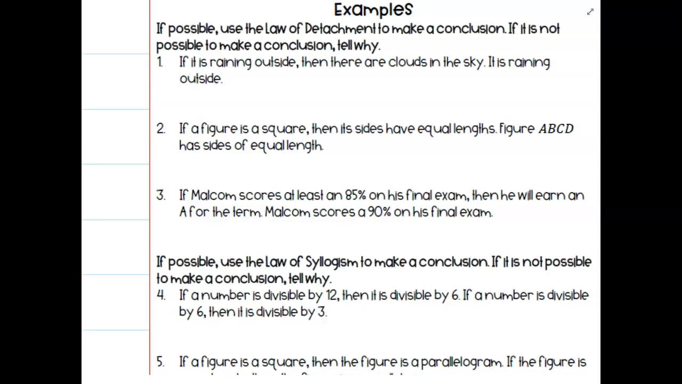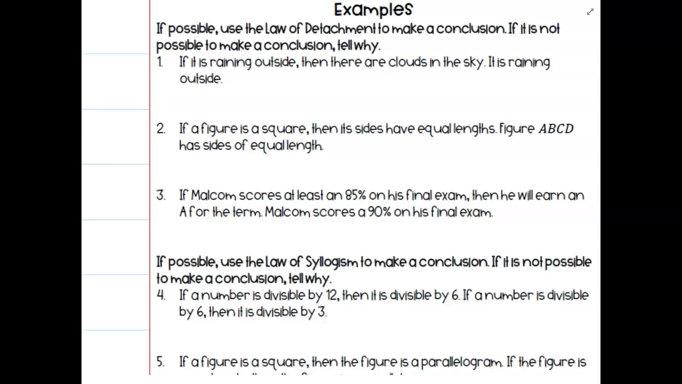So, number one, if it's raining outside, then there are clouds in the sky. It's my hypothesis. It's raining outside. Conclusion, there are clouds in the sky. The given, okay, we're going to be hearing that word a lot starting on Tuesday. The given says it's raining outside.